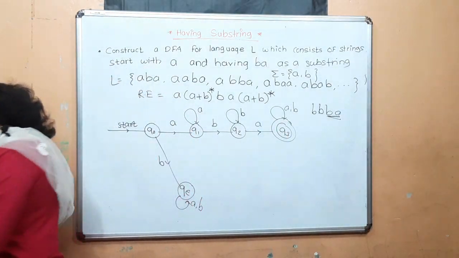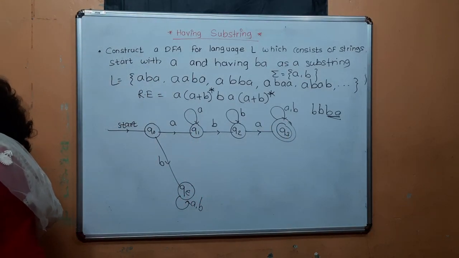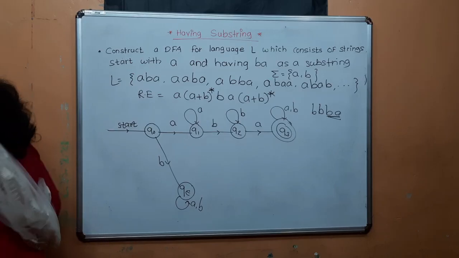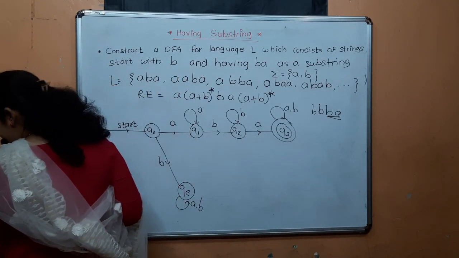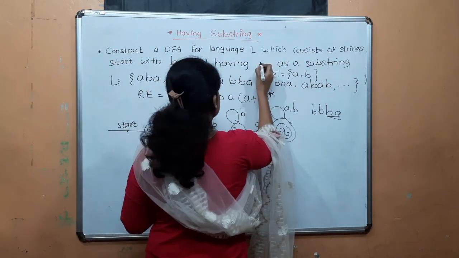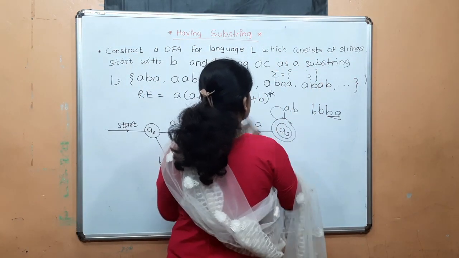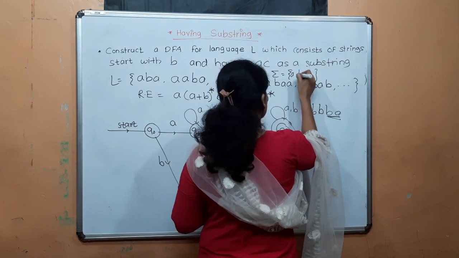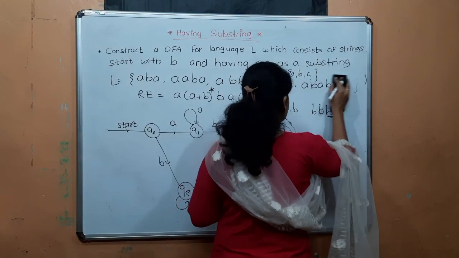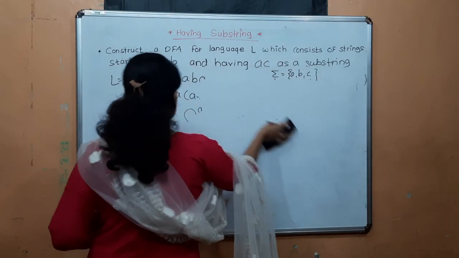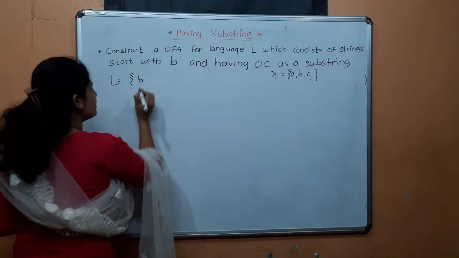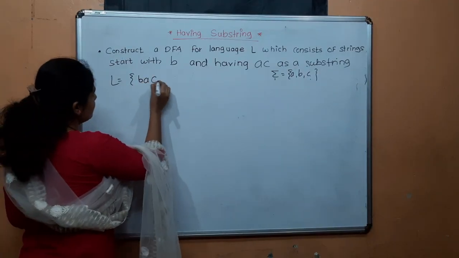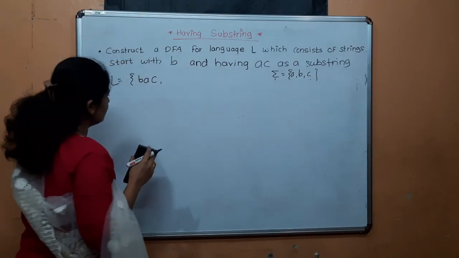Okay. Next example is that string starts with B, having AC as a substring, over the alphabet A, B, C. Okay. Now see here, language is that, what is the minimum string? BAC. That is the minimum string.